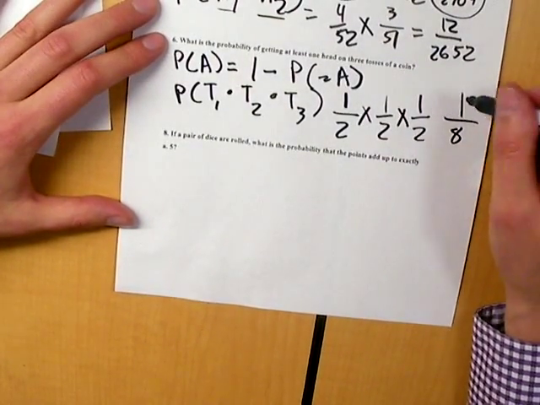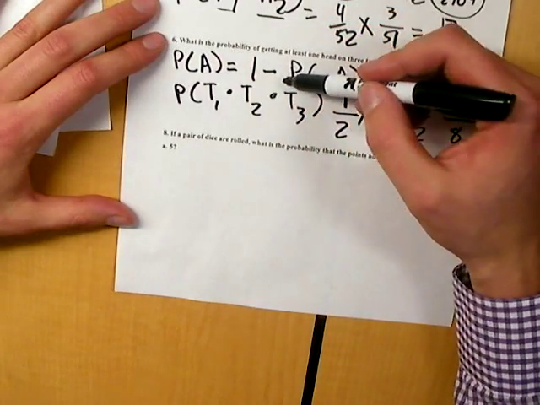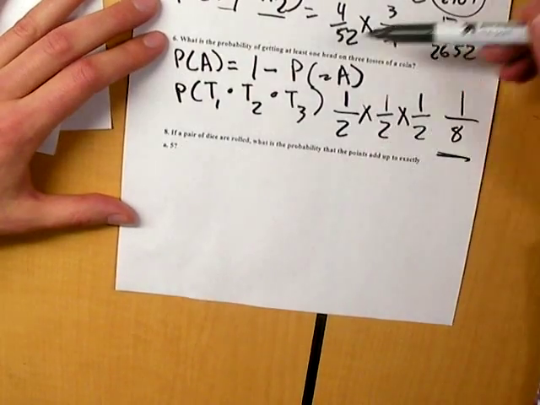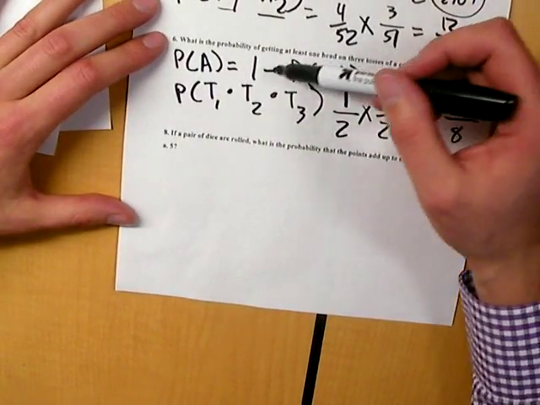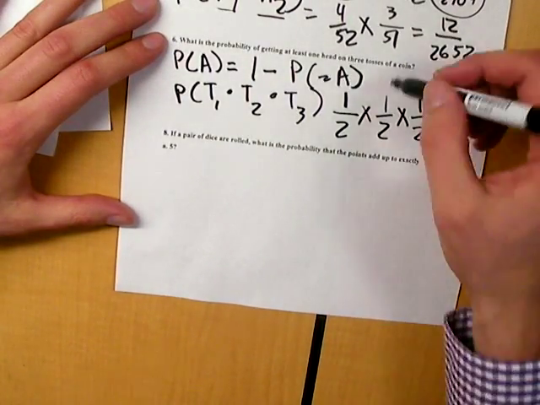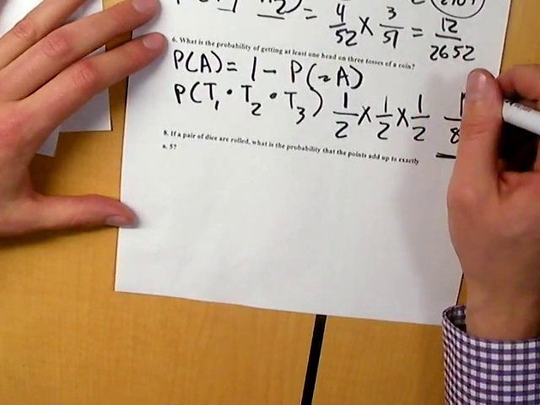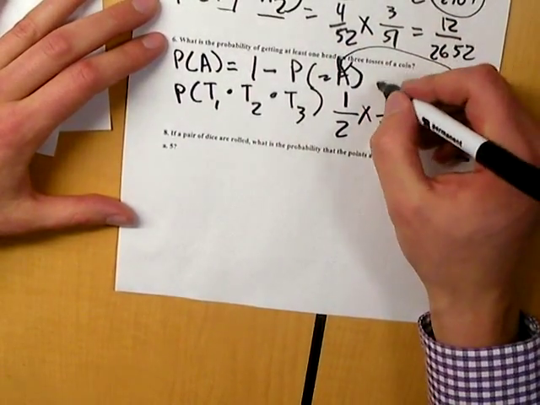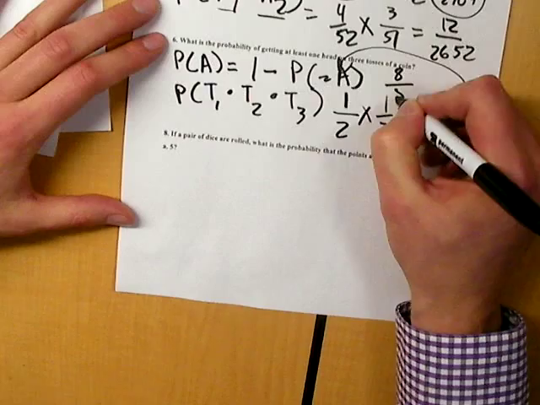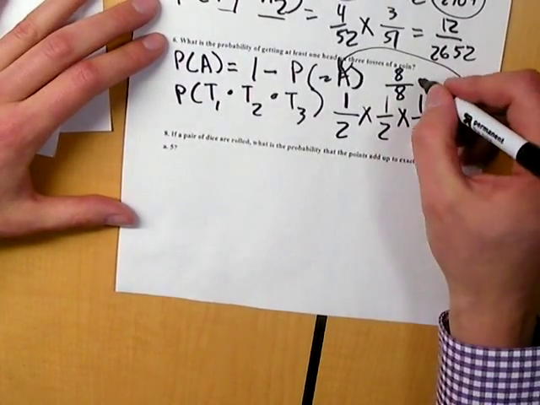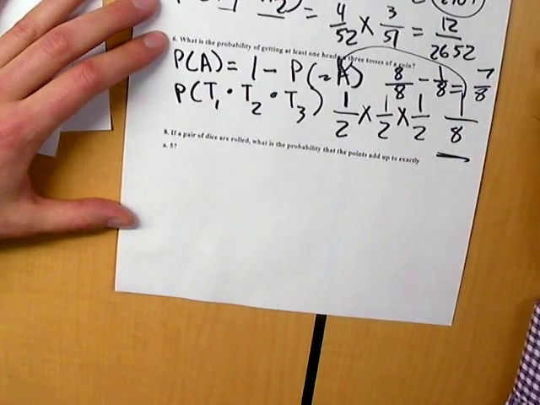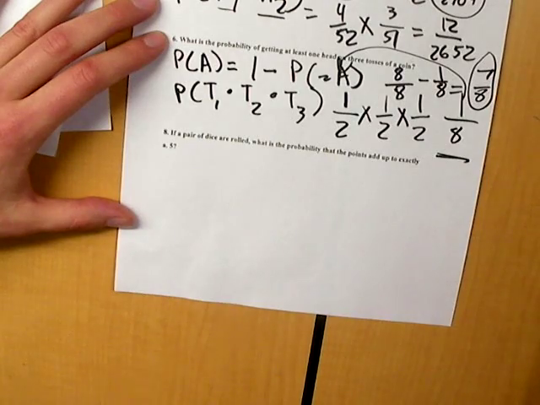Now don't forget to plug this back in to negation rule. 1 minus the probability of not A. And that's what we've just calculated. The probability of this not occurring. For this not occurring, we would need all tails. And if that happened, well, we wouldn't have any heads now, would we? So let's plug this back into negation rule. 1 minus 1/8. And the easiest approach for 1 is 8/8. 8/8 minus 1/8 would obviously be 7/8, and that gives us our final answer.